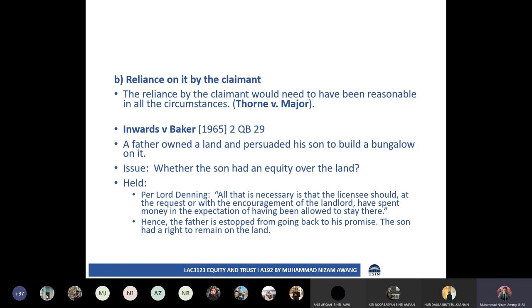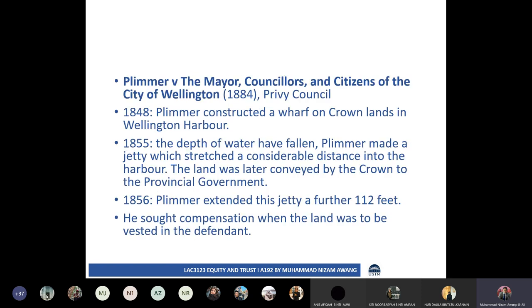The court held that all that is necessary is that the licensee should, at the request or with the encouragement of the landlord, have spent money in the expectation of having been allowed to stay there. So the construction of the bungalow here by the son was persuaded by the father, right? Or by the encouragement of the father. Therefore, the father is estopped from going back on the promise and the son can have a right in the bungalow or in the property, because there is an element of reliance by the son based on the encouragement, based on the expectation made by the landlord, by the father. Right.